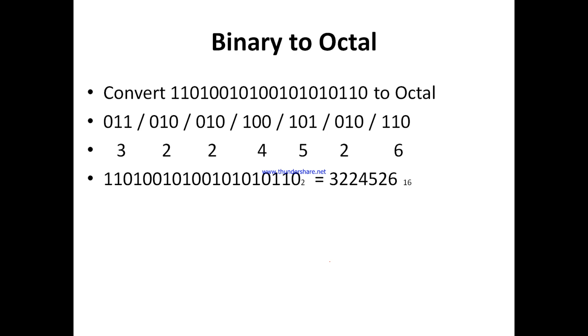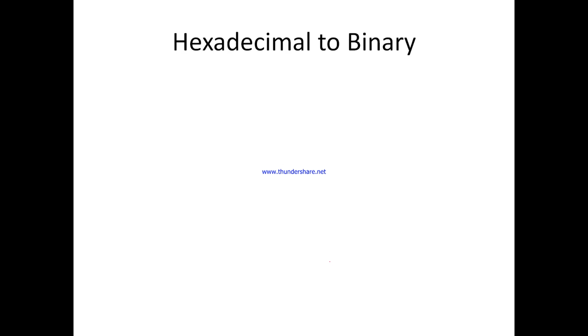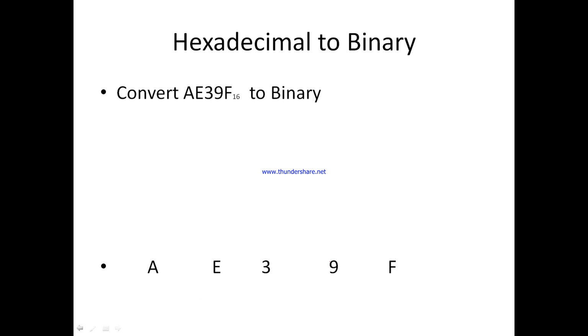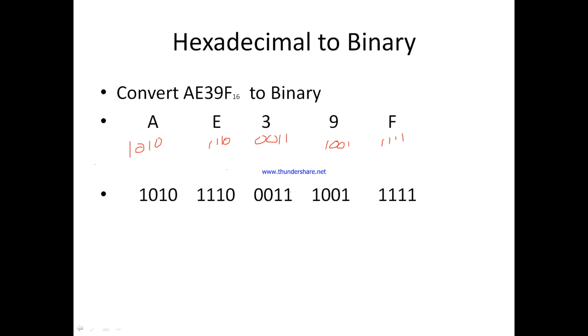Hexadecimal to binary is vice versa of the table position. We have to write the number, then write the equivalent binary value for each digit. For A, we have to write 1010. Then for E, 1110. Then 0011, then 1001, then 1111. For this we have to write like this.